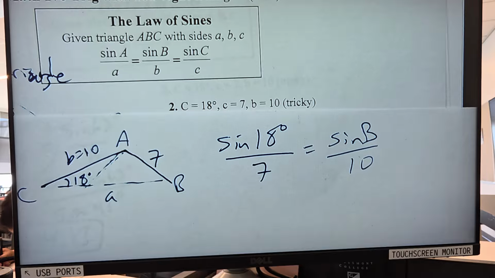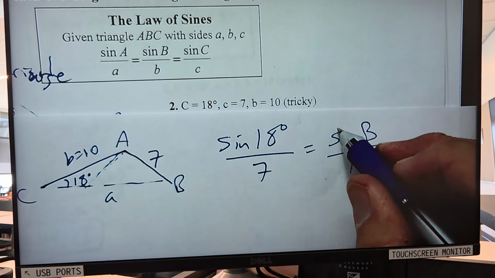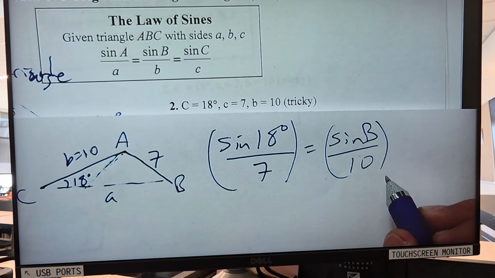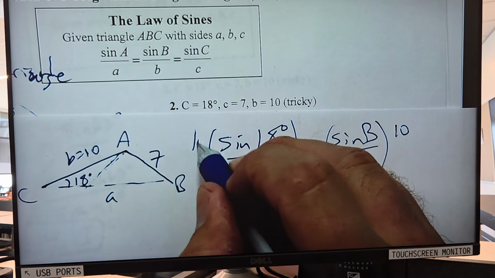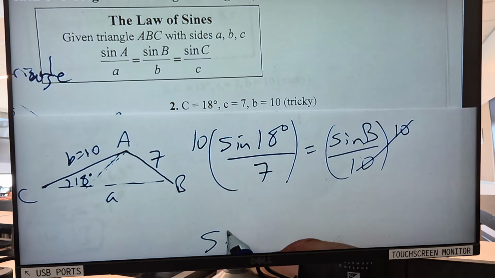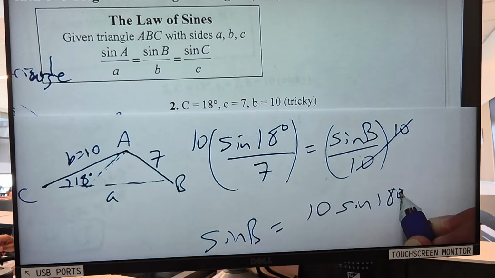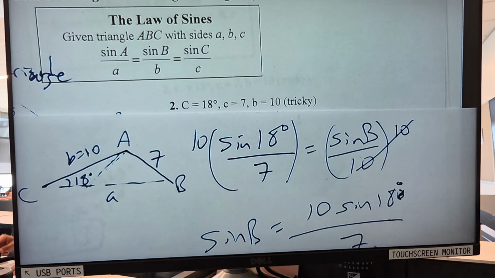Cross multiply. Big B. All right, good first step. But I'm not going to cross multiply, because how do I solve for sine B? You just multiply by 10. So I get sine B is 10 sine of 18 degrees, all over 7.